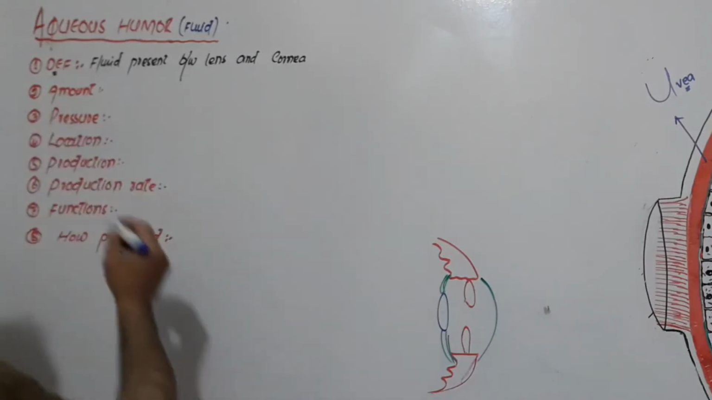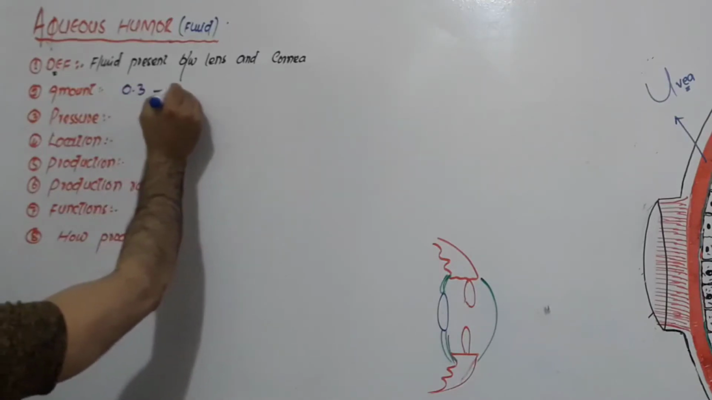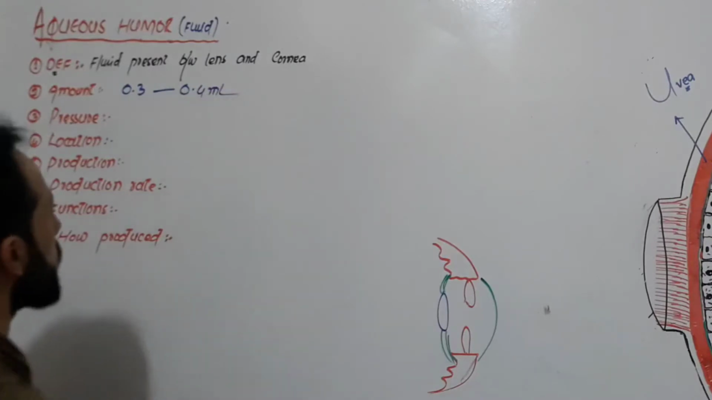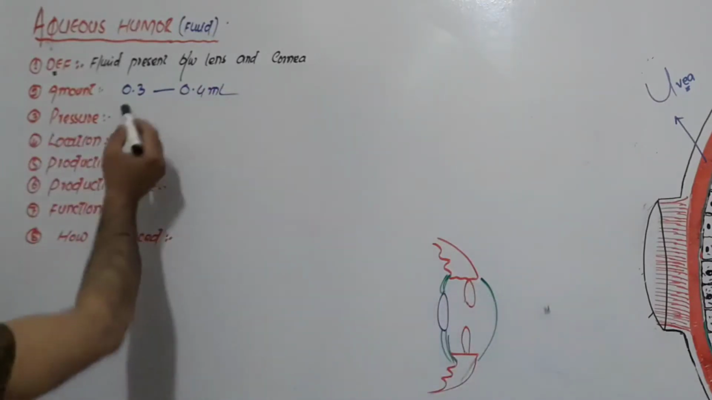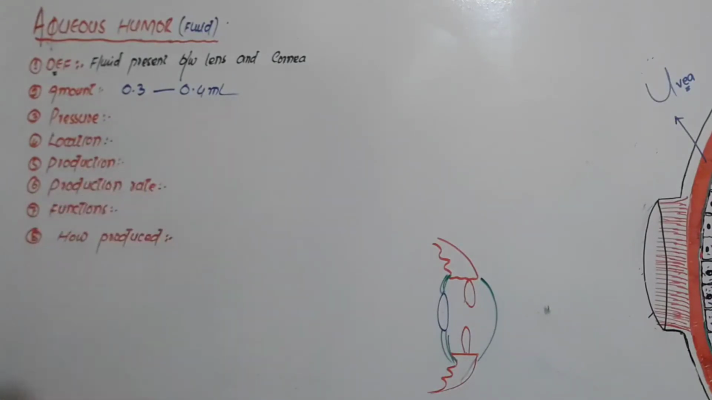How much is its total amount? Its amount is 0.3 to 0.4 ml. It's very, very less in amount. So this fluid is present here, which is having an amount of 0.3 to 0.4 ml.